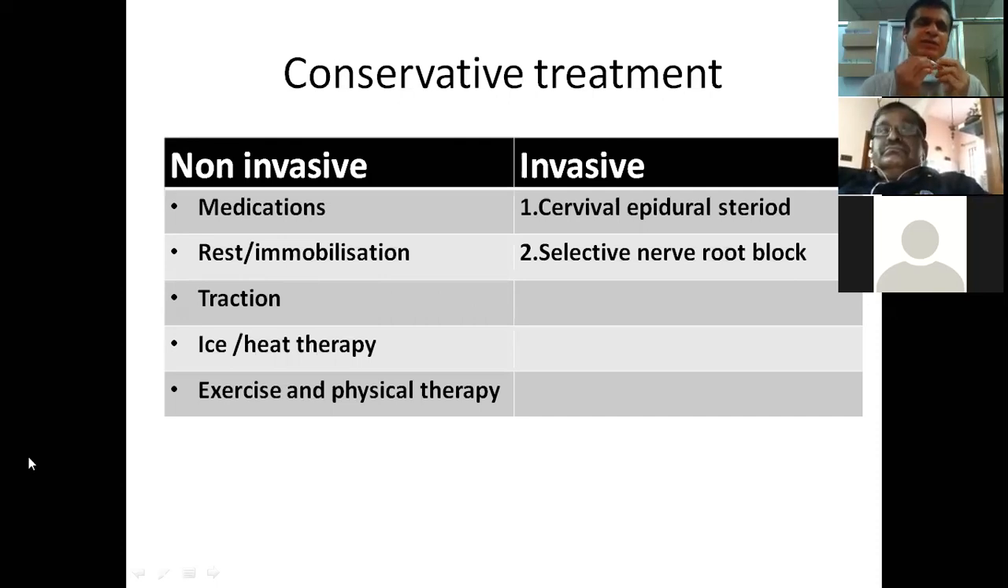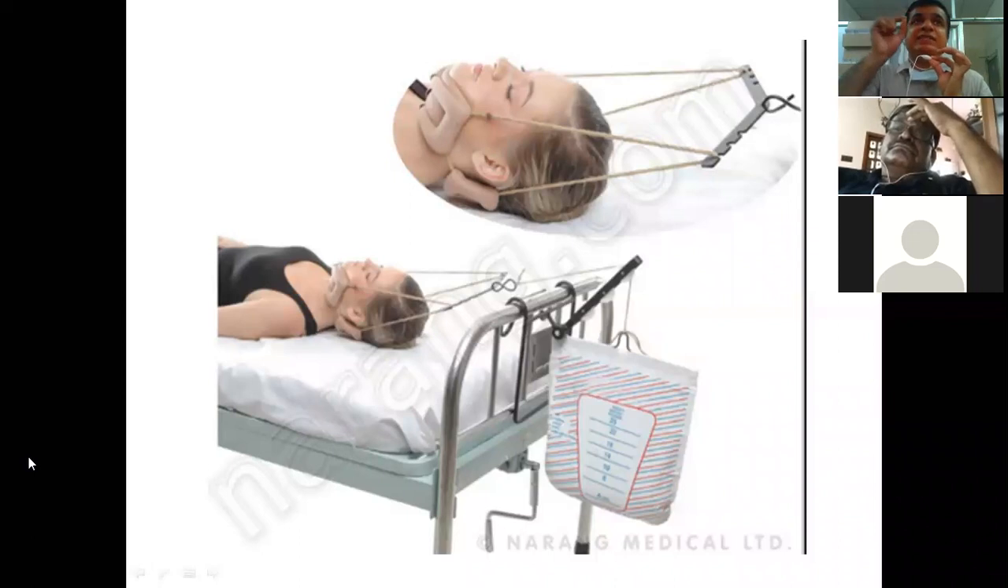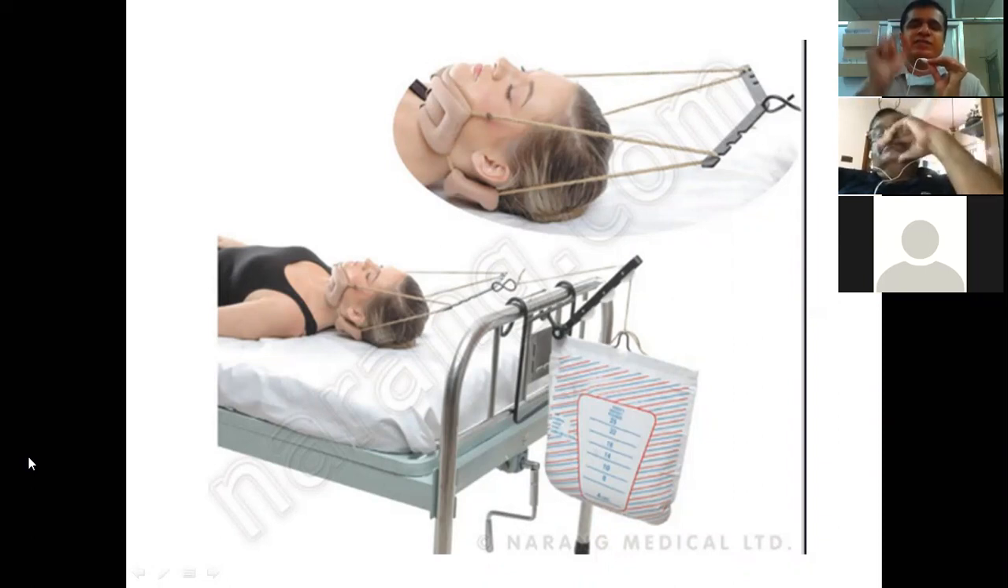So what is the conservative management? Usually rest, medication, traction, exercise and physical therapy, cervical epidural steroids or selective nerve block. In the clinical examination, we said that the cervical axial compression test aggravates the symptoms. When we lift the patient, that is the cervical distraction test, the neural foramina widen up and the patient will have relief of symptoms. So theoretically speaking, cervical traction should reduce the symptoms.